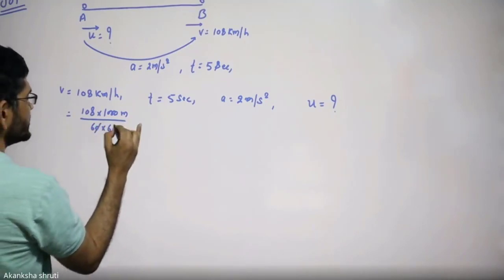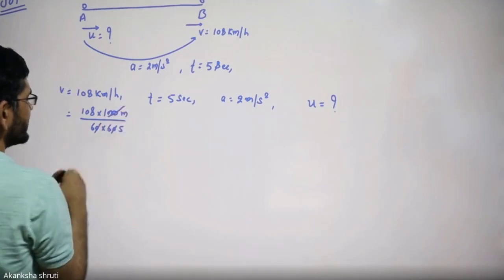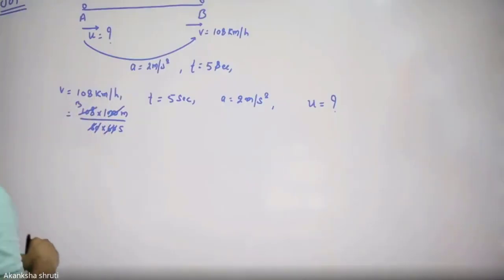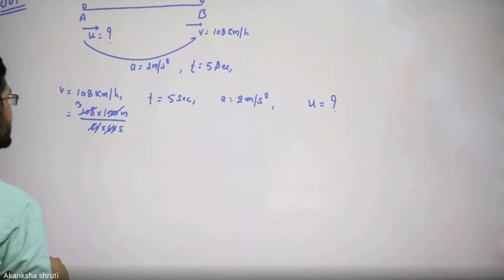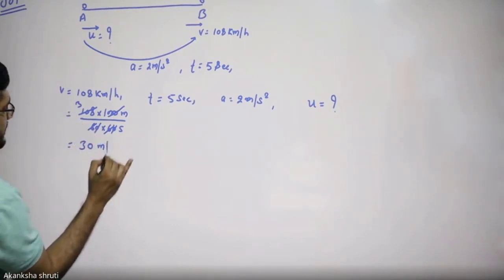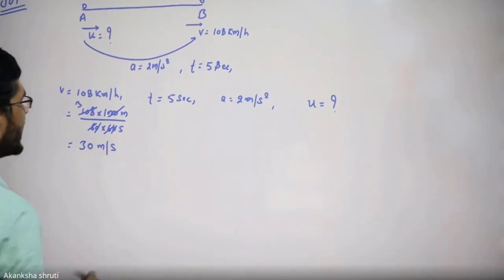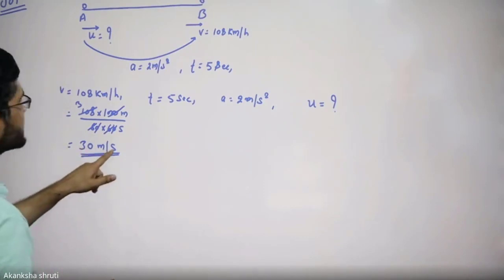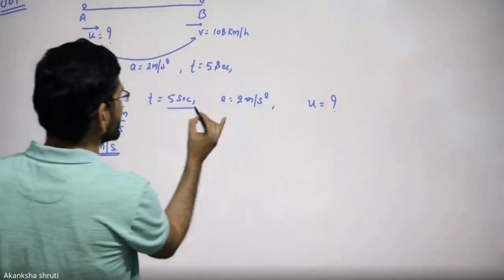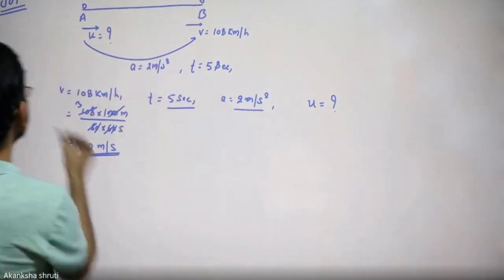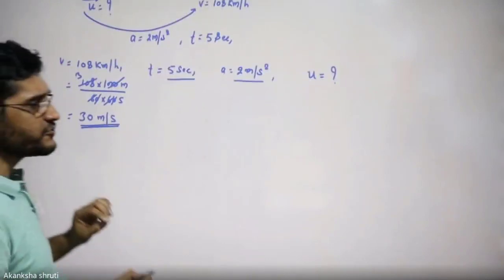Here the 2 zeros can be removed. Then 108 by 36 is 3, so we get 30 meters per second. Yes, 36 threes are 108. So it is 30 meter per second. Students, we shall consider this speed as 30 meter per second because the time is in seconds and the acceleration is in meters per second square. Now, after writing this quantity, you have to search for the formula.